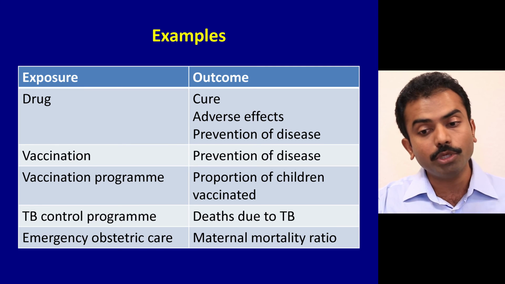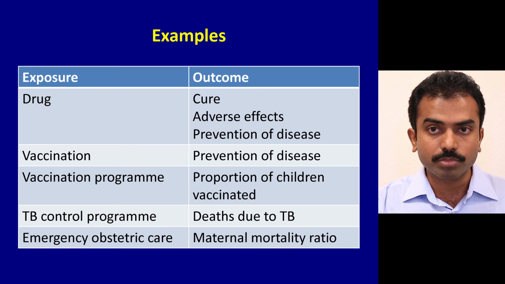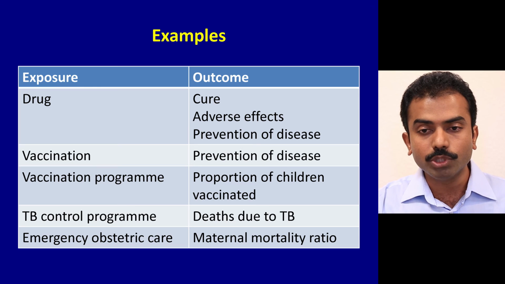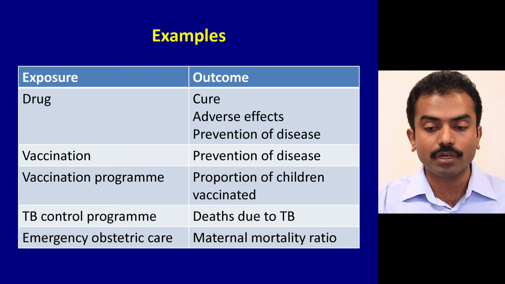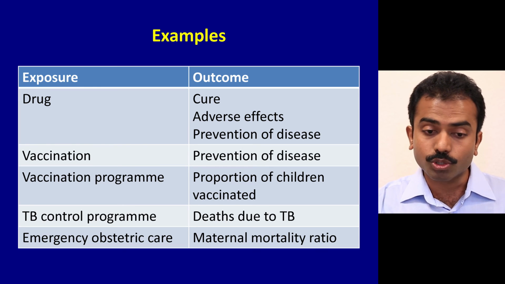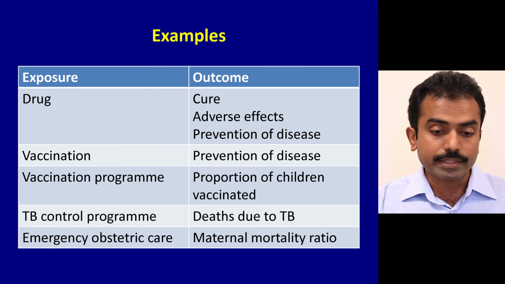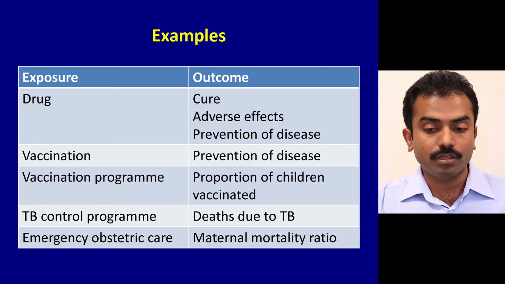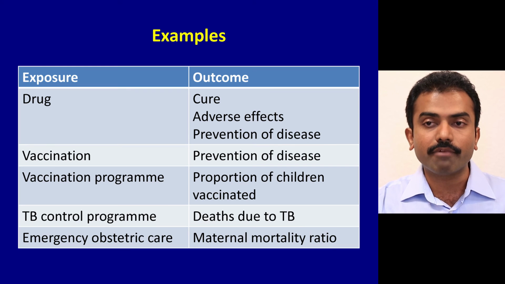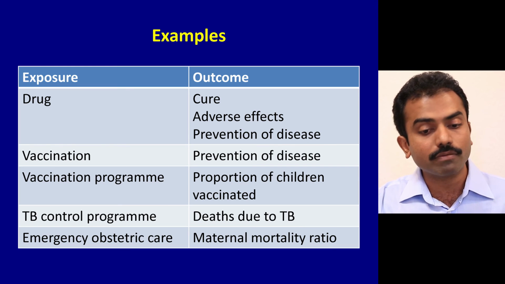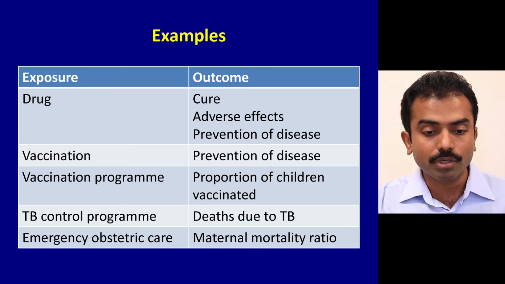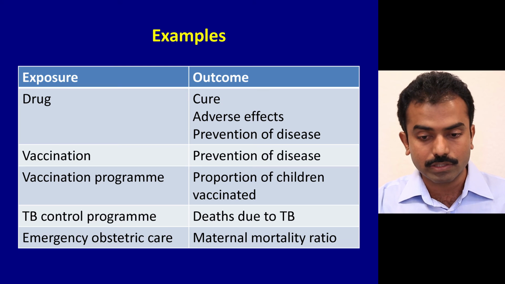The drugs can also be used to prevent diseases. For example, you can use some drugs for chemoprophylaxis, which can be used to prevent malaria when you're visiting a particular country. And so the outcome could be prevention of disease. So there are other examples. For example, vaccination. Is the risk of disease lesser among those who are vaccinated as compared to those who are not vaccinated? In this particular example, getting vaccinated, that is the exposure, and prevention of disease is the outcome that we are interested in.